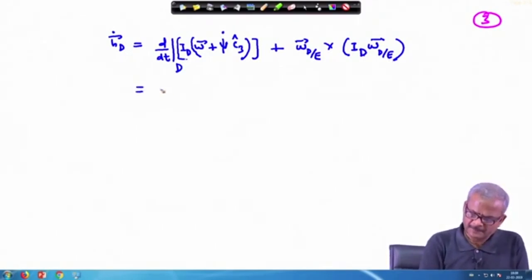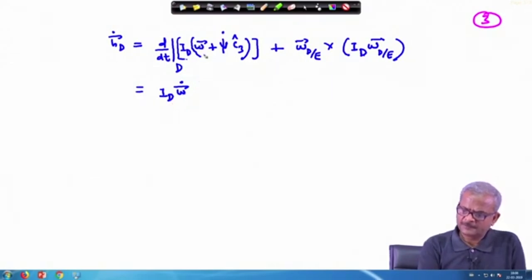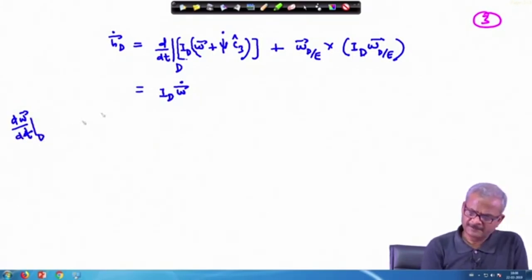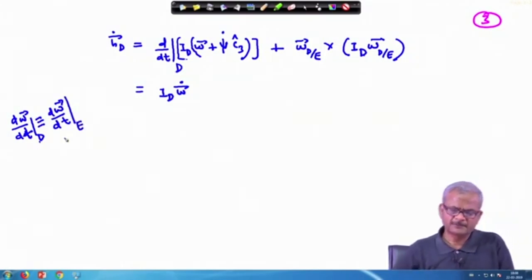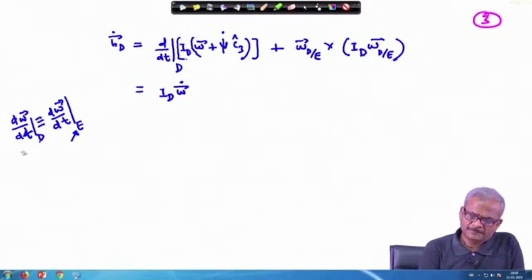Okay, now this part we will expand. So in the D frame I_D does not change, so I_D will simply come out, and omega gets differentiated. So your d omega by dt, while you are writing here this subscript D, this is identically equal to, as we have done earlier also, with respect to basically the E frame. While we differentiate the angular velocity, it goes with the E frame. So if we write it here, I_D times omega dot, plus psi double dot C3 cap, and then psi dot and this C3.